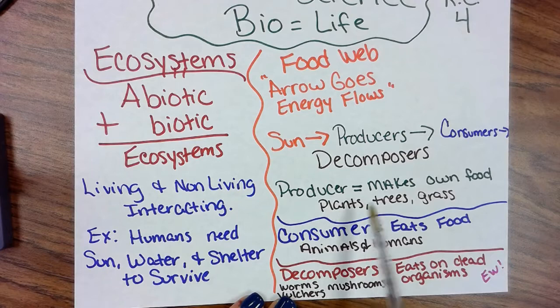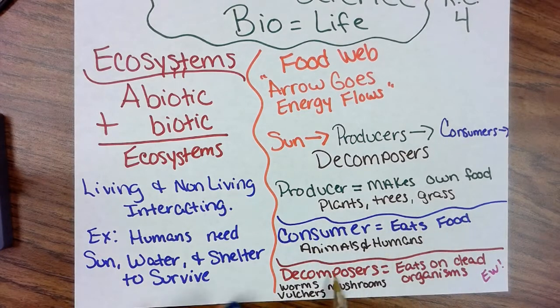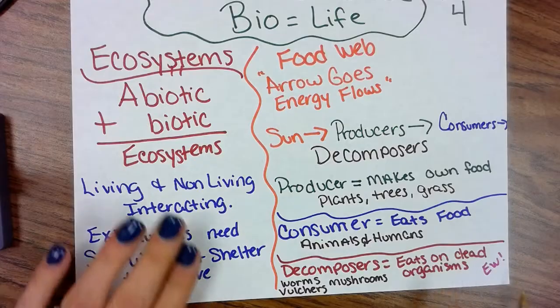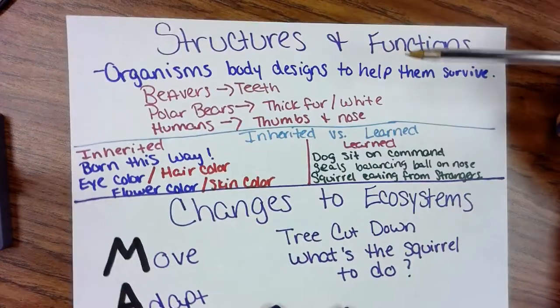Producer makes own food: plants, trees, and grass. Consumer eats food: animals and humans. And then the decomposers eat dead organisms, like worms, vultures, mushrooms. Ew, gross. And last, we have 3 more things and we're done.